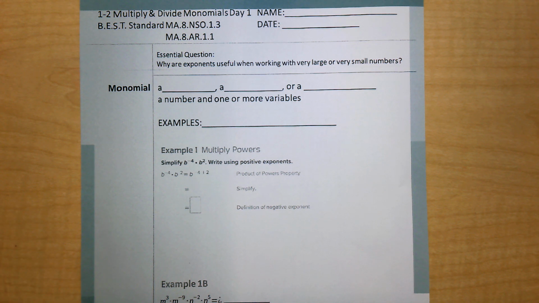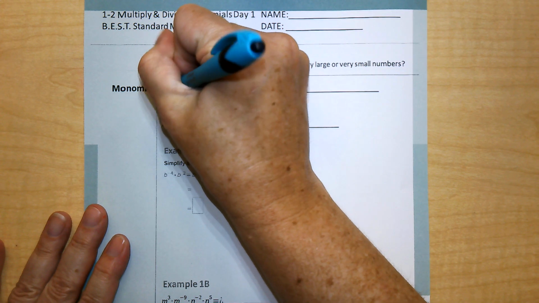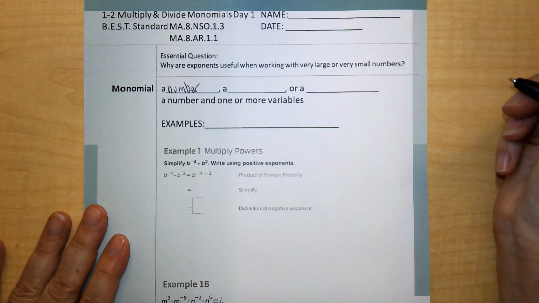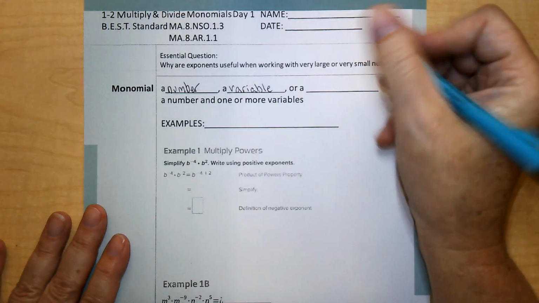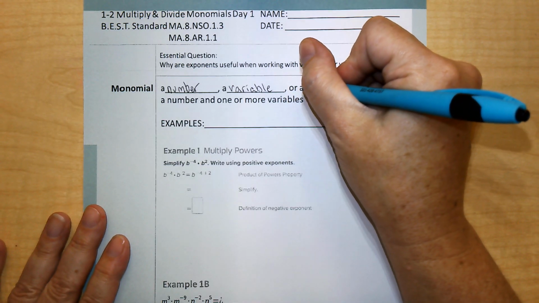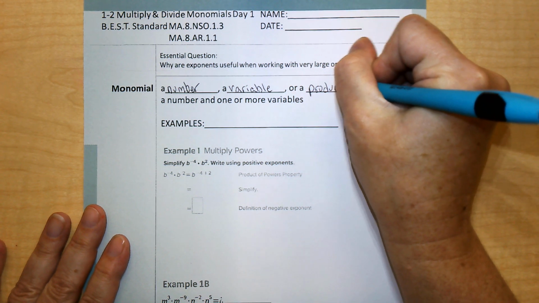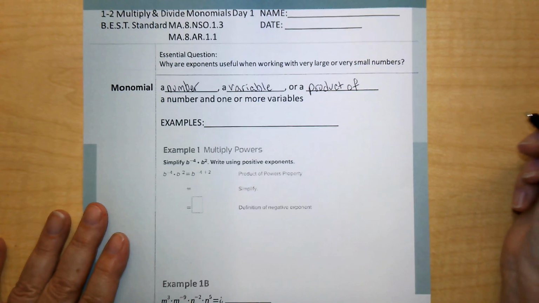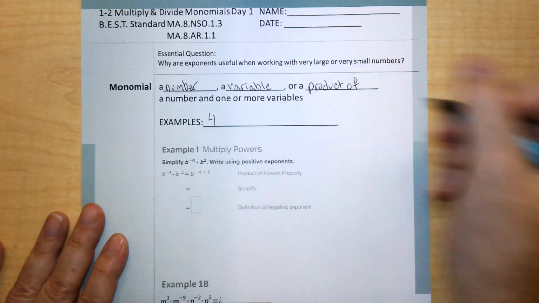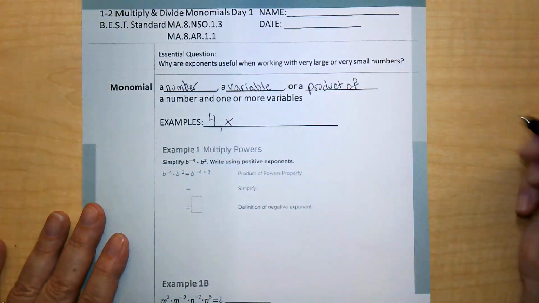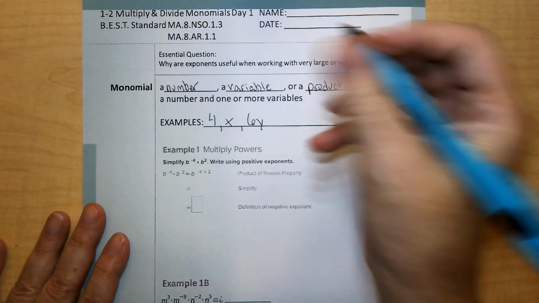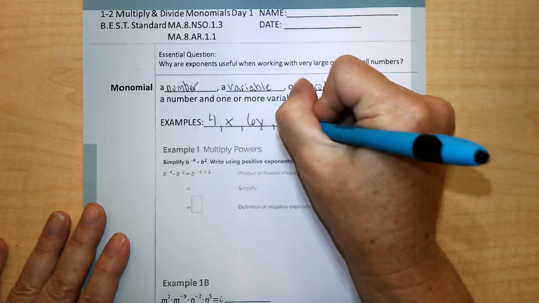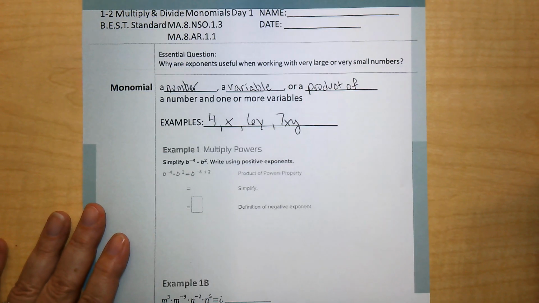So a monomial. A monomial is simply a number, a variable, or a product of a number and one or more variables. Examples of monomials: 4, x, 6y, 7xy. The list goes on. That is just 4 examples of what a monomial is.